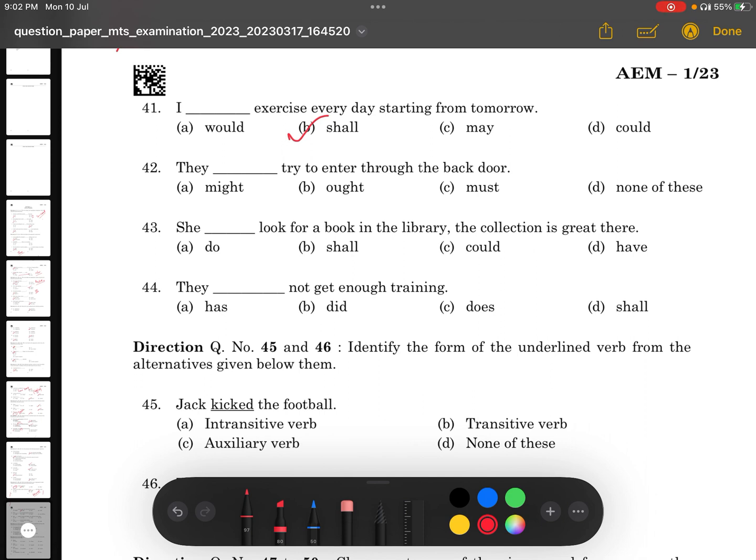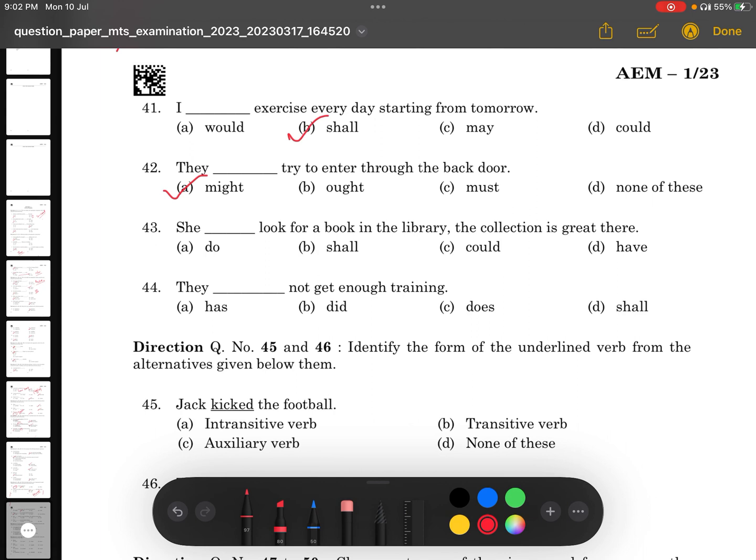They dash try to enter through the back door. Can you tell me what the answer to the question is? All of you, please just select the answer. I'm giving you 3 seconds for it. Okay, so the answer here is might, because the incident being talked about is in the past.